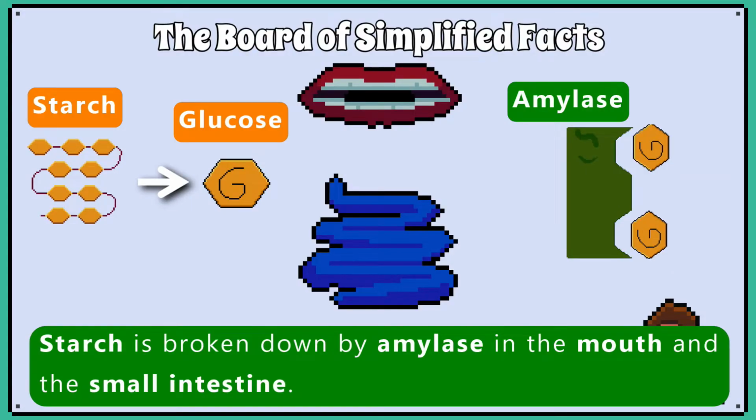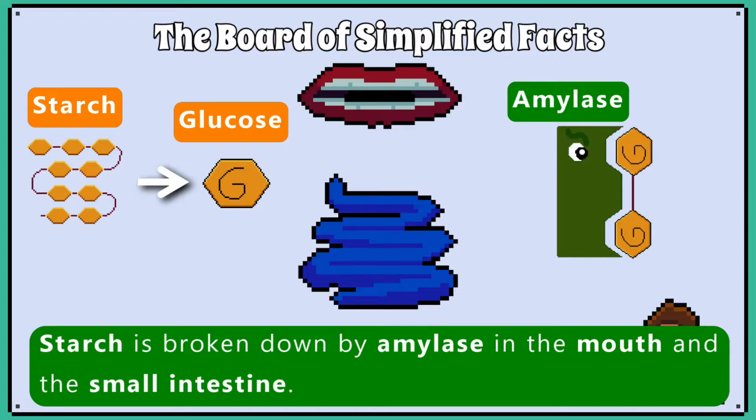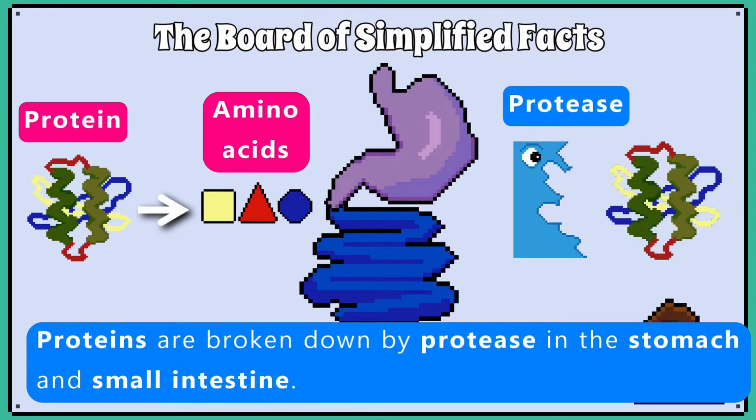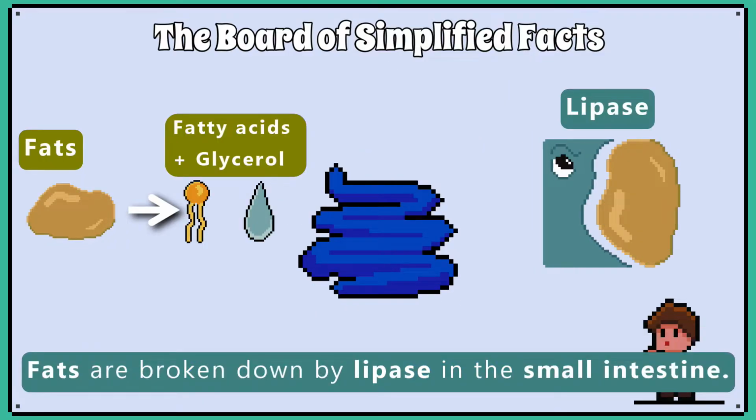So, starch is broken down by amylase in the mouth and the small intestine. Proteins are broken down by protease in the stomach and small intestine. Fats are broken down by lipase in the small intestine.